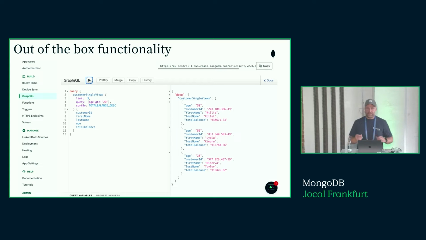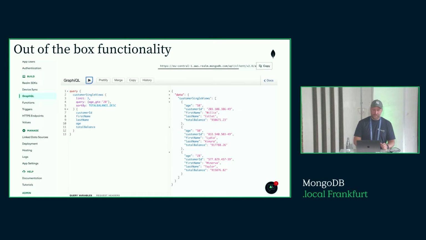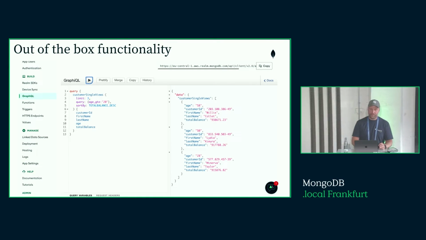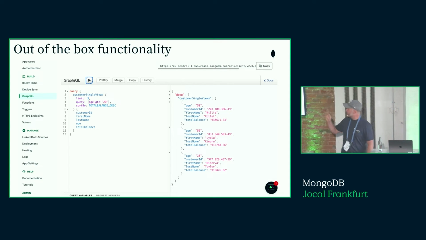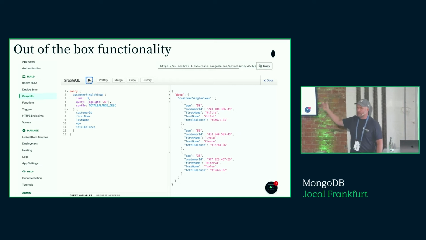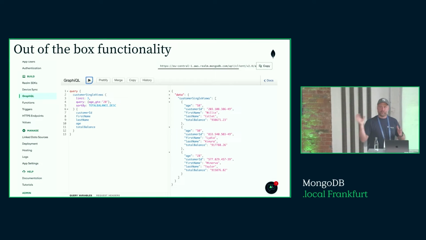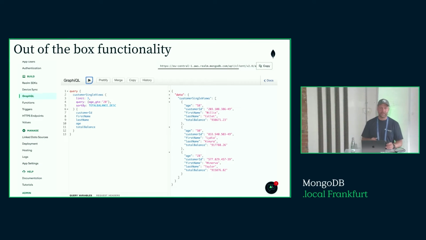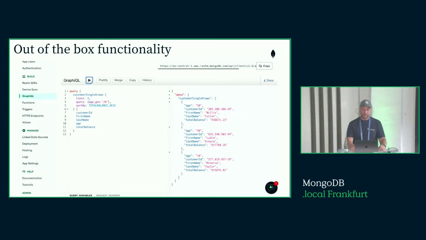And as you can see, the name of my collection before was customer single view. It was a singular name. Here it's called customer single view, so it creates singular and plural, so that you get back one document or multiple documents. That's available out of the box.